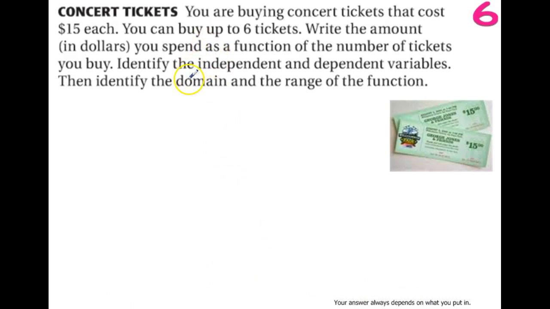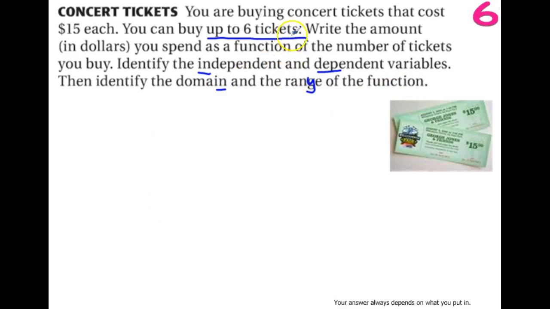Alright, it says you are buying concert tickets that cost $15 each. You can buy up to 6 tickets. Write the amount in dollars you spend as a function of the number of tickets you buy. Identify the independent and the dependent variables. Then identify the domain and the range of the function.